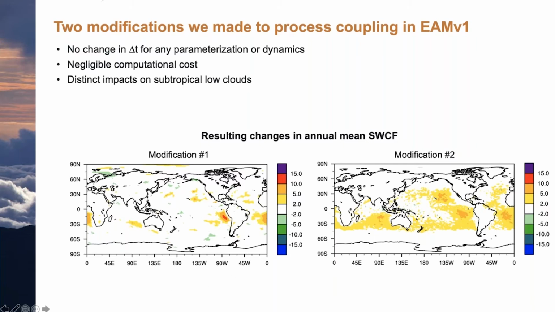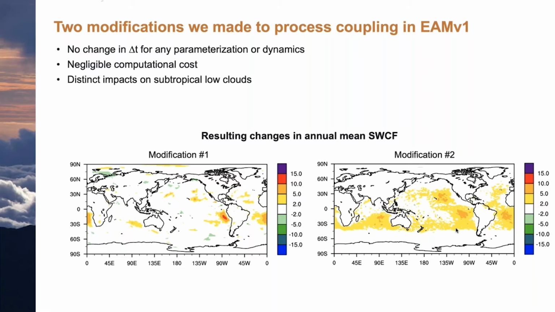For example, in the left panel, you can see that modification number 1 has a significant impact on the subtropical marine stratocumulus clouds, while modification number 2 has a clear impact on the subtropical trade cumulus clouds.